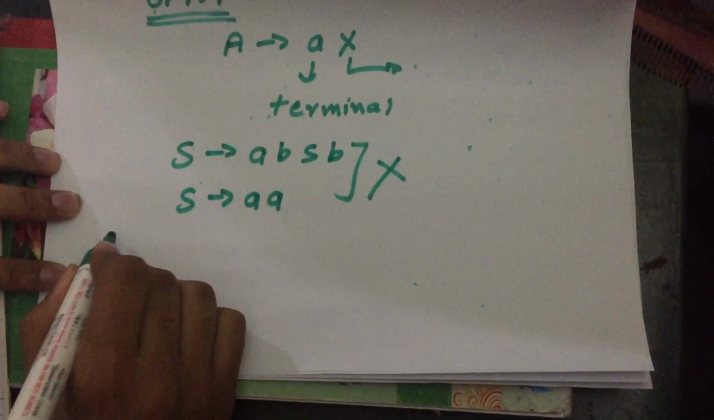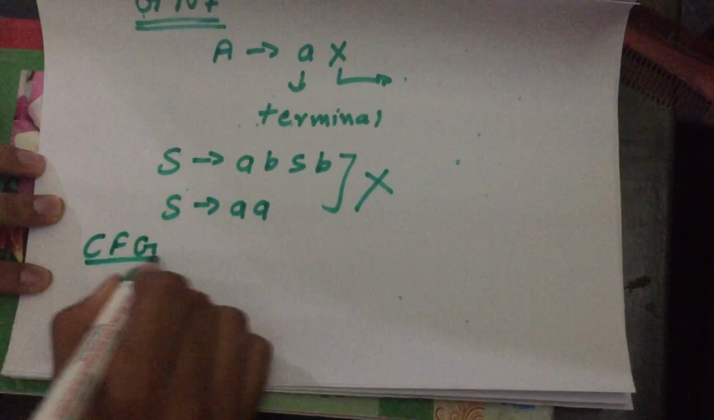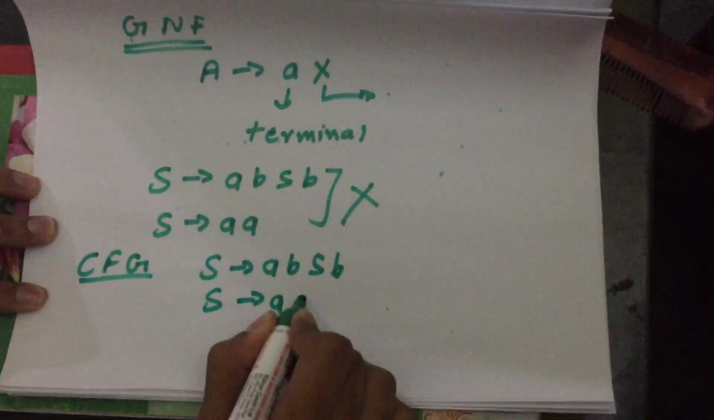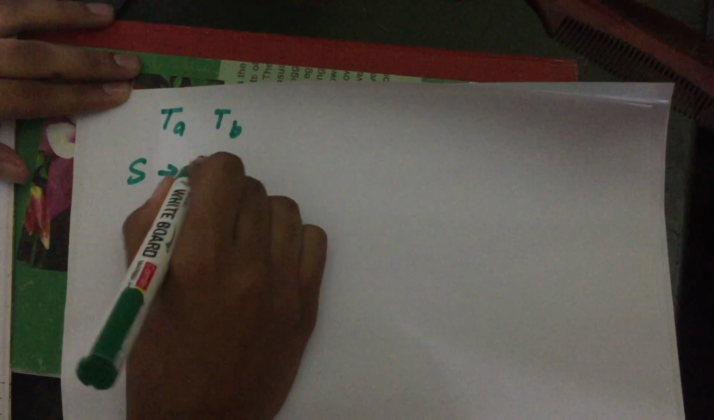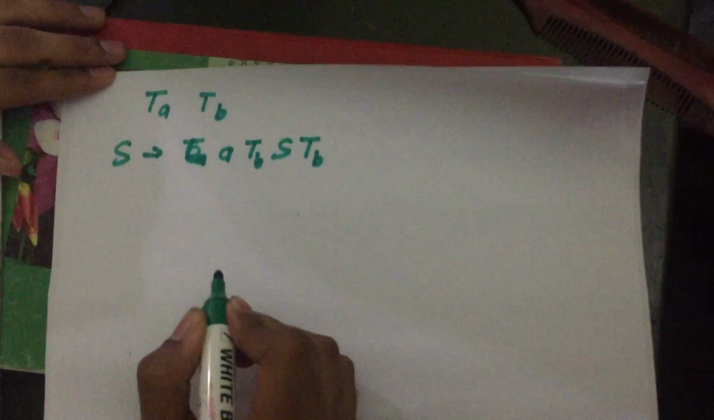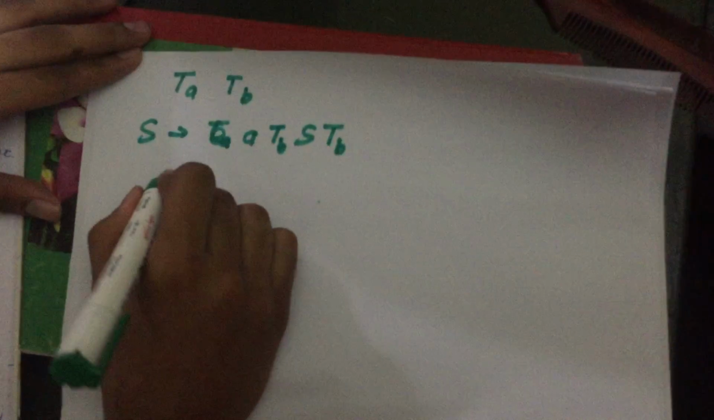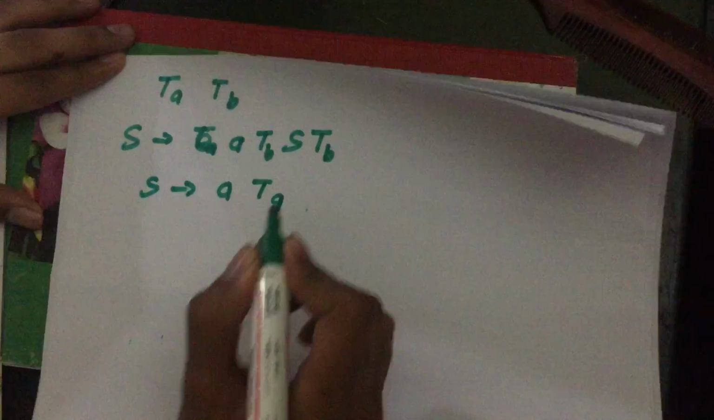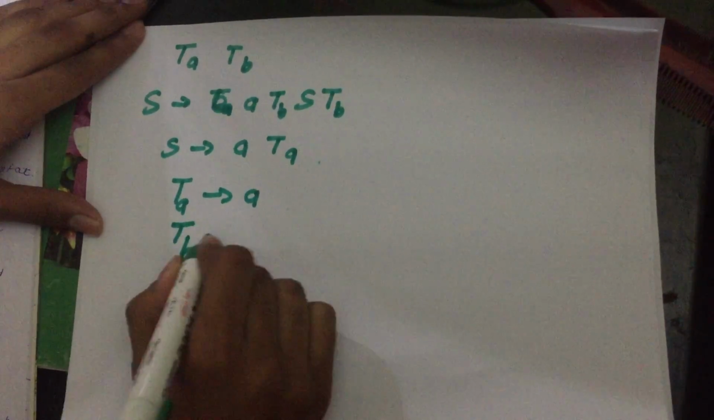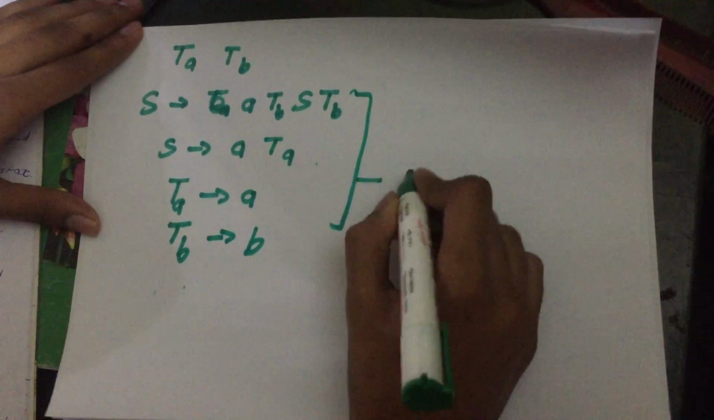Now let's take an example in which we are converting the context-free grammar S to ABSB and S to AA into GNF. Now just as we did in the CNF, we will introduce TA and TB such that S is from TA, from A, TB, S, TB, and S is A, TA. Now defining TA and TB, TA is such that and TB is like this. This is the final GNF.